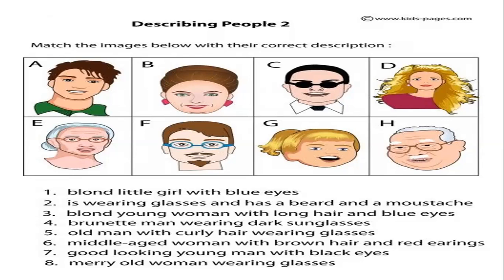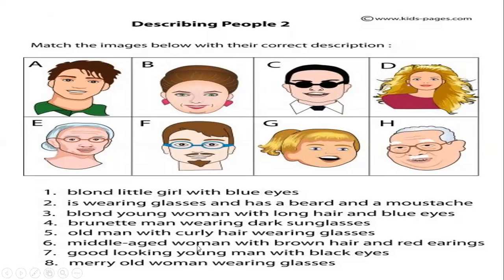Let's see, old man, H, porque dice man, es un caballero, ¿verdad? Es un hombre. Old man, es un adulto mayor with curly hair, veamos aquí. ¿Cómo es esta letra? Wearing glasses, H. Pero la palabra letra. ¿Perdón? Letter H. Letter H, yes, that's right.